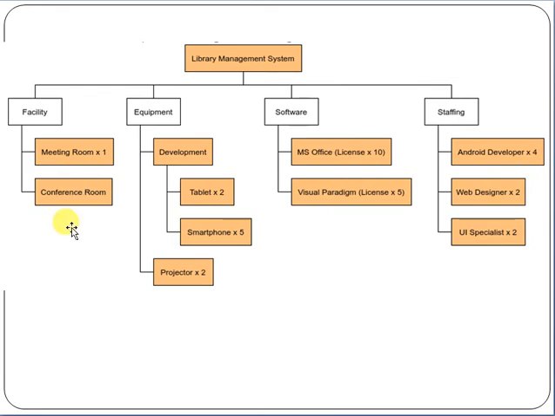In that way, just see the main concept, we have divided the resources. For example, Android developer is one resource, web designer is another resource, conference room is another resource, meeting room is another resource. What happened is that we have categorized and grouped the resources together. This is the way through which we divide the resources into groupings, and it will be easier for us to manage the resources.